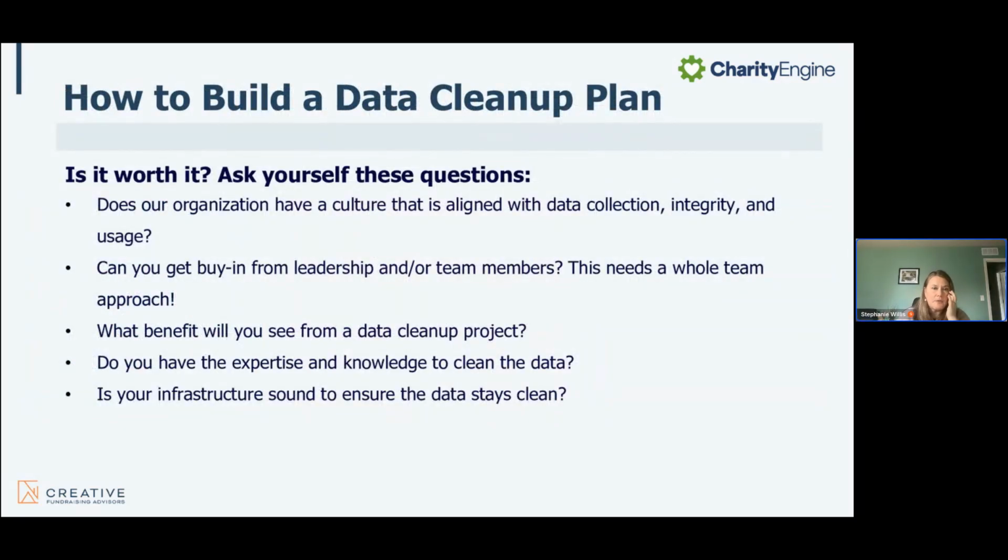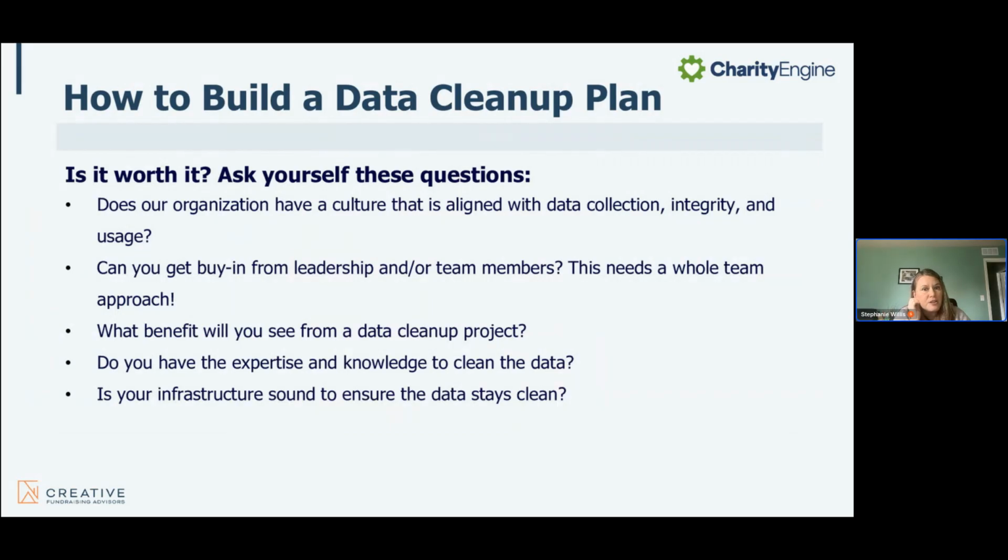So how to build a data cleanup plan. You may be thinking, great, Stephanie, I'm sold, I'm here. I really do want you to think, is it worth it? Because there have been times where I have coached organizations to say, I don't think you're ready for data cleanup. And here are some of the reasons and rationale that I want you all to think about as well. So first is probably the most important.